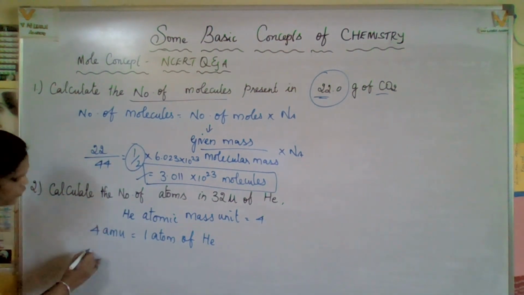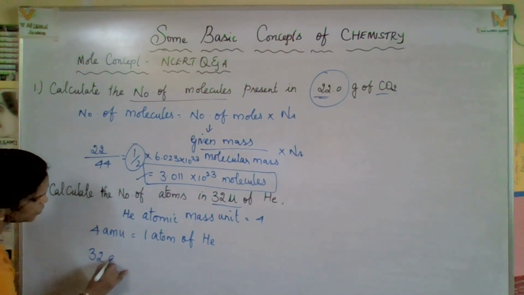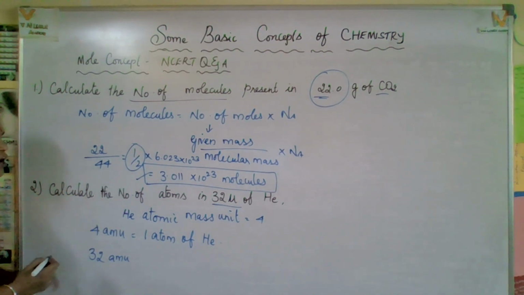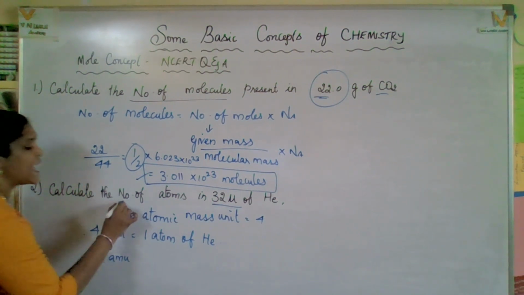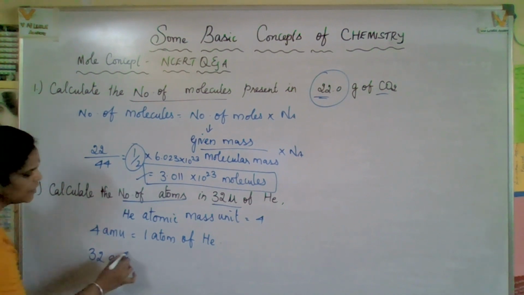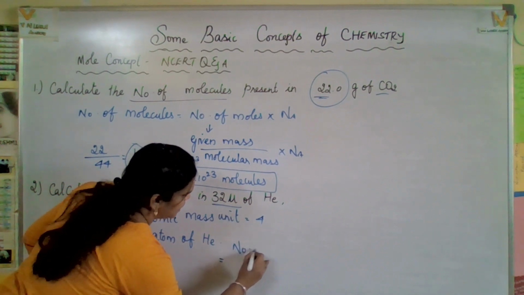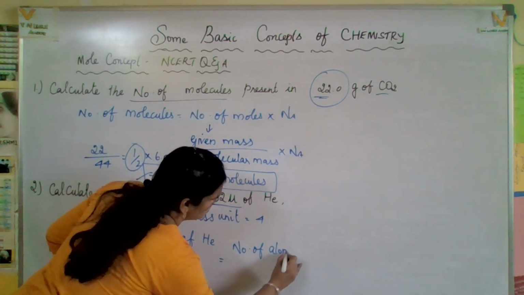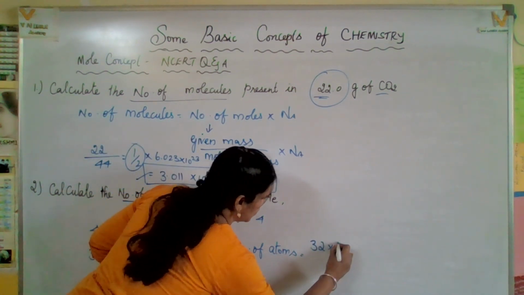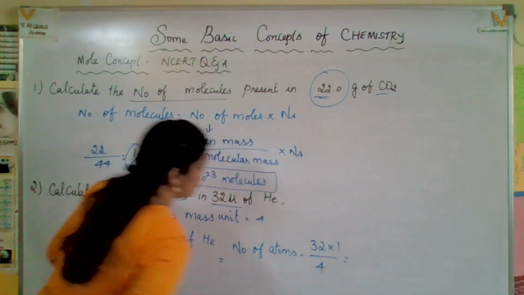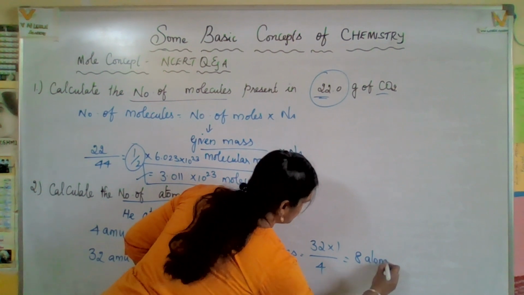Right? Now therefore 32 unit, they have provided the unit, right? So 32 AMU. AMU is nothing but atomic mass unit. So 32 AMU equals how many atoms? Cross multiplication: number of atoms equals 32 into 1 divided by 4. So how much will you get? You will get 8 atoms.